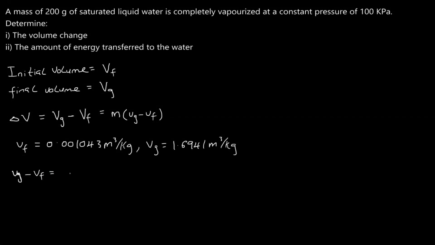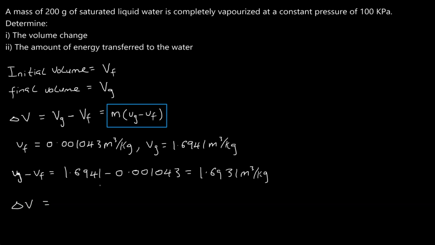So Vg minus Vf equals 1.6931 meters cubed per kilogram, and our change in volume equals the mass of the mixture times Vg minus Vf, which gives us 0.3386 meters cubed.